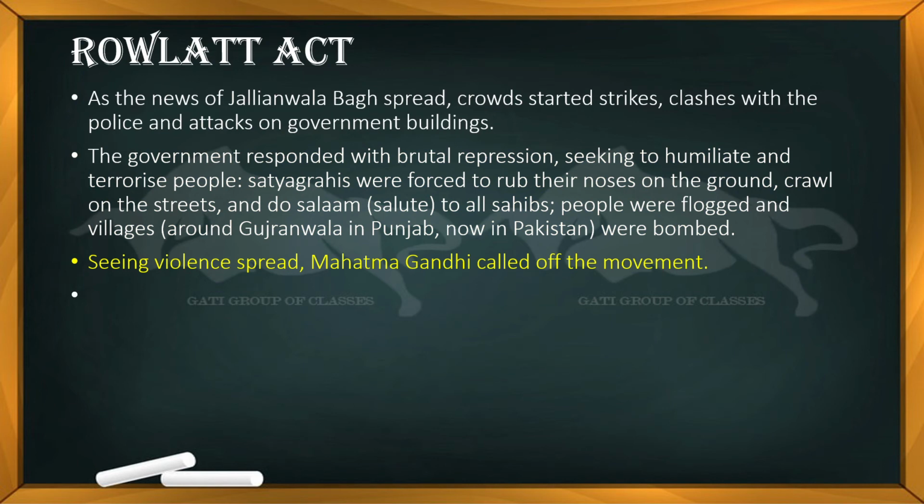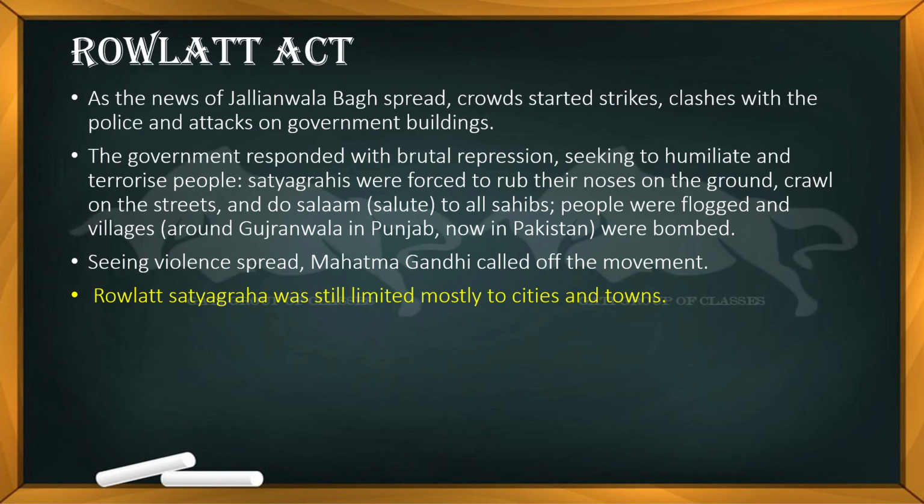Now, seeing violence spread, Mahatma Gandhi called off the movement. As we have already discussed, this is the theory of Mahatma Gandhi: once he started a movement, if he saw any type of violence, he would call off the movement. So he did the same thing. Now, the Rowlatt Satyagraha was still limited to the cities and towns only. There were not many people who participated in it in large numbers.